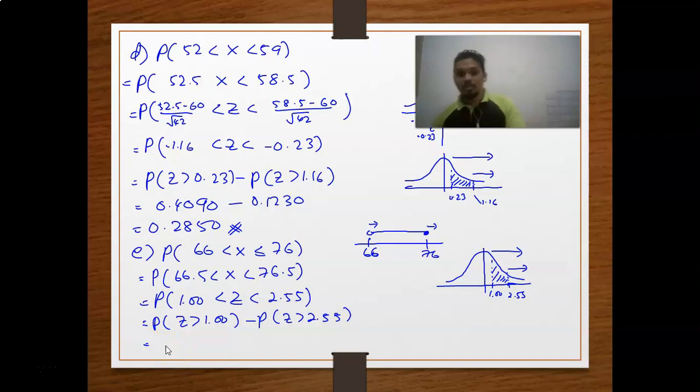So then 1.0 plus 0.00 gives you 0.1587. 0.1587 minus 2.5 plus 0.05, it is 0.00539.